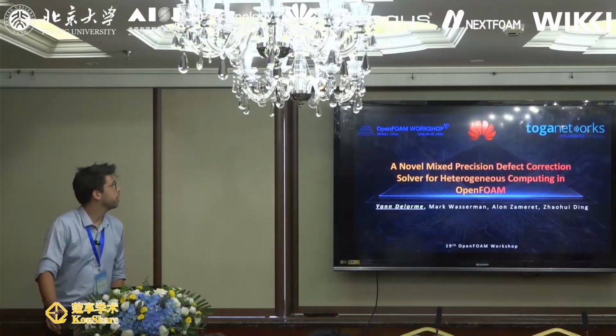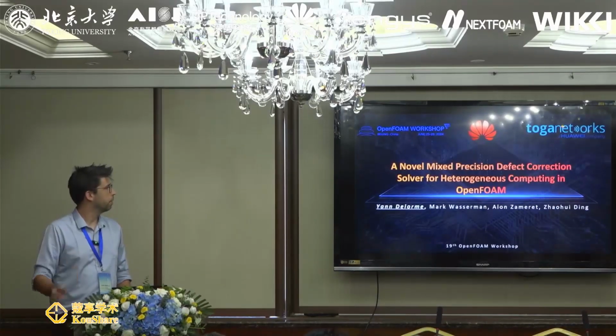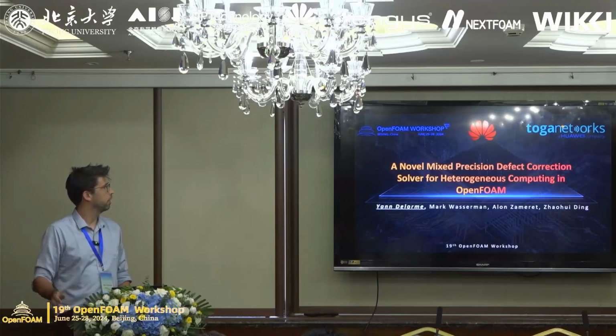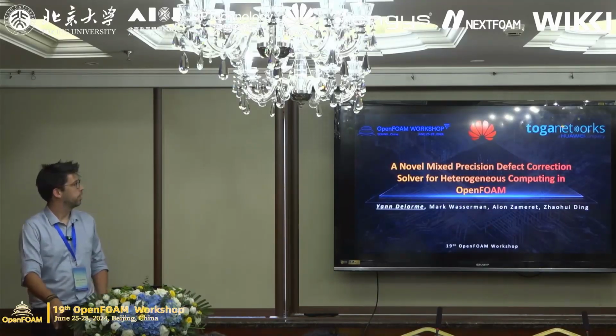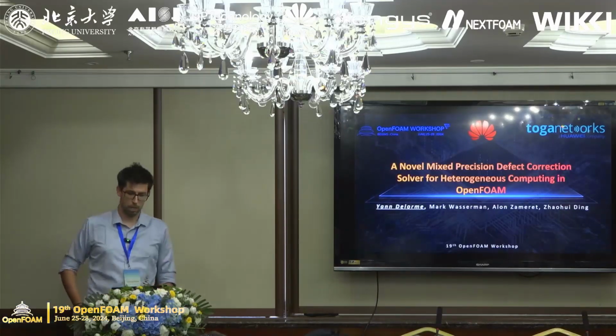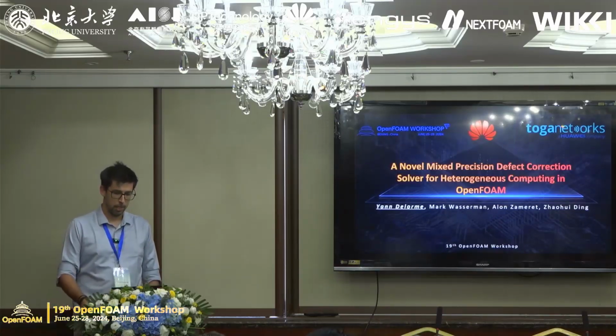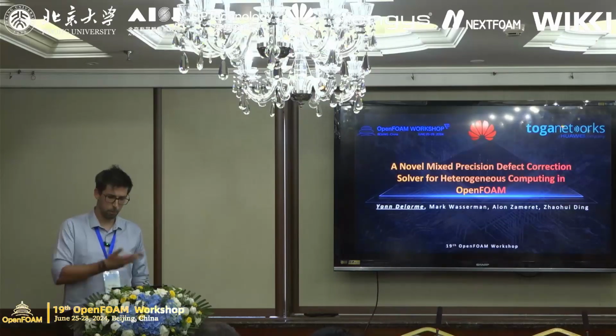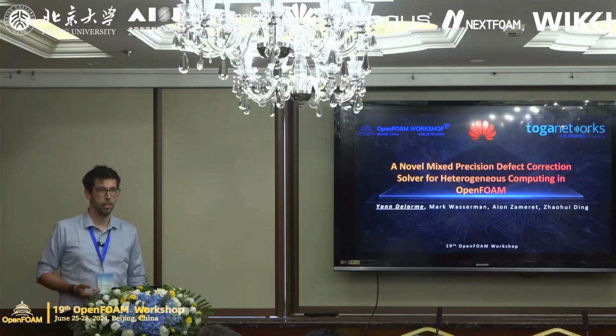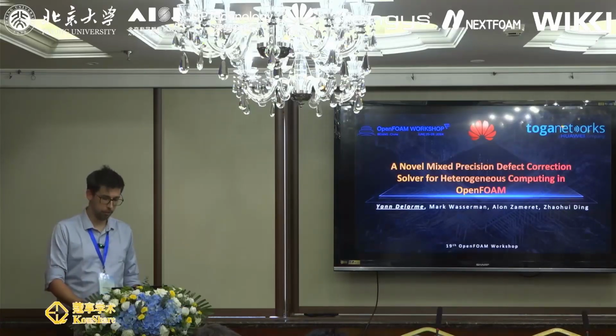So today I'm going to present some of the work that we've been doing in Huawei in terms of developing a mixed precision iterative solver and to implement it within OpenFOAM. And I'm going to show you results regarding accuracy and efficiency of the overall approach.